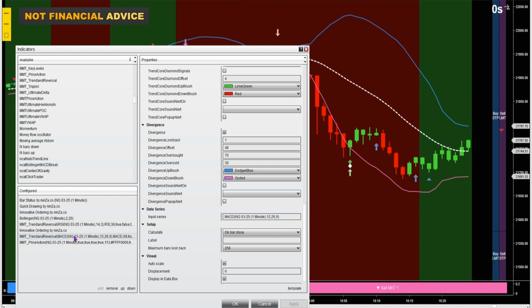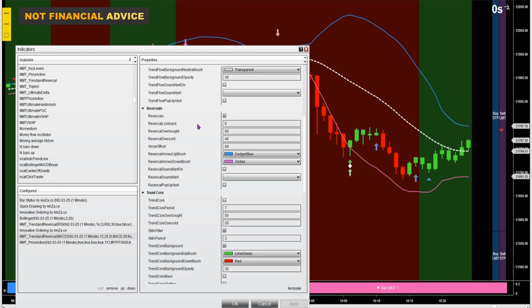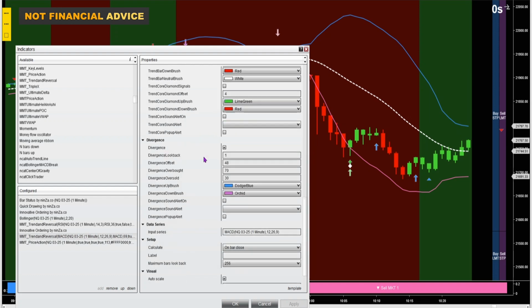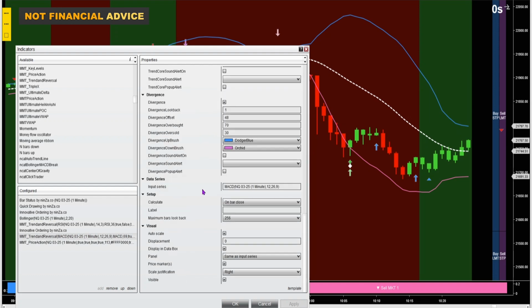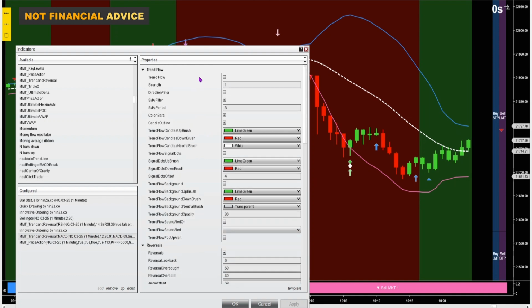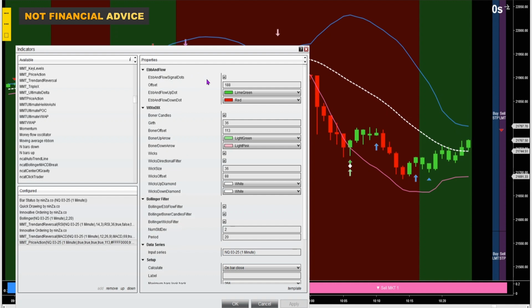Second instance of the MMT trend and reversal. I've got the divergence signals activated and I have the reversal signal activated. Same settings, I just changed the color of the arrows so I can tell them apart. And on this I've got the input series of the MACD default settings as well. Then I've got the trend core turned off and the trend flow turned off for the MACD instance of the trend and reversal indicator.